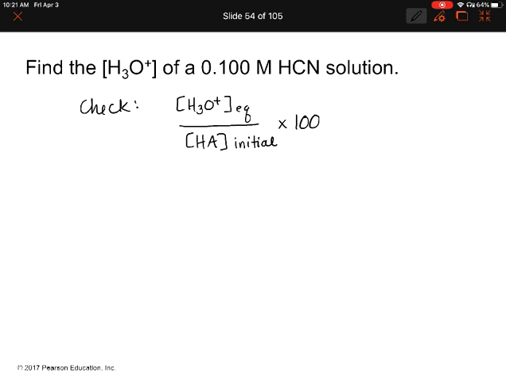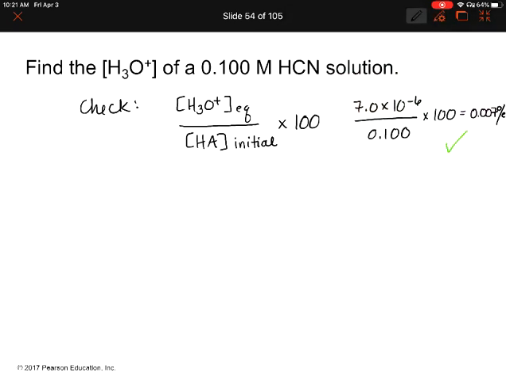So if we plug in 7 times 10 to the negative 6th over 0.1 times 100, the percentage comes out as 0.007. So that means that our assumption that x is small is valid. Now remember, if our assumption was not valid, then we would have to use the quadratic formula. So that could pop up here and there. But in this case, we don't have to worry about that.